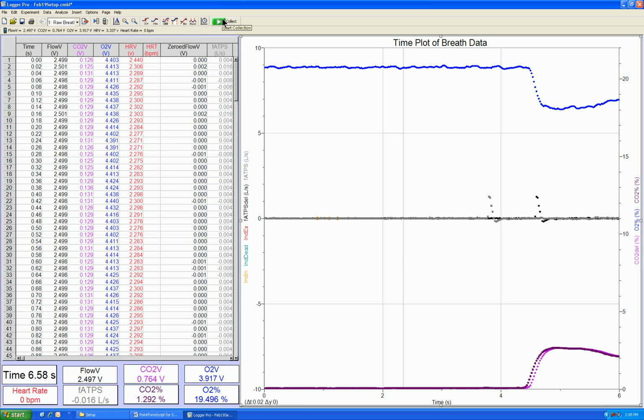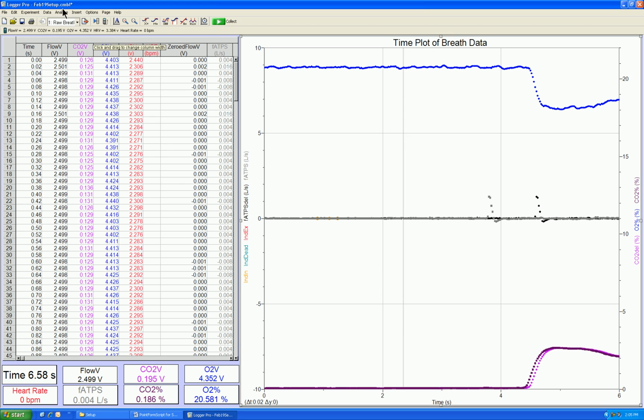On this plot, I show both delayed and undelayed values. For example, the undelayed flow is indicated by the gray squares, whereas the delayed flow is indicated by the black dots. Similarly with the carbon dioxide, the undelayed values are shown by the dark squares and the delayed values by the lighter dots.